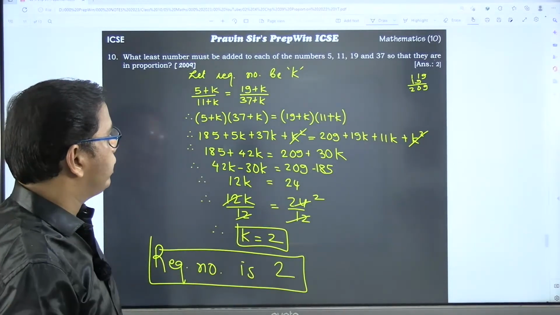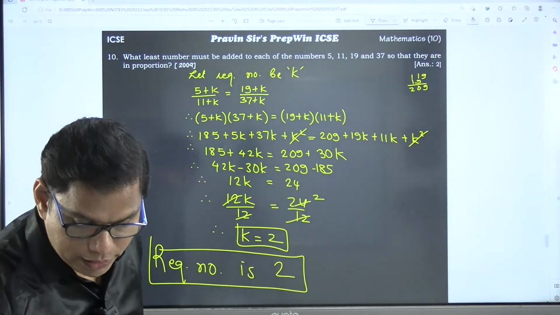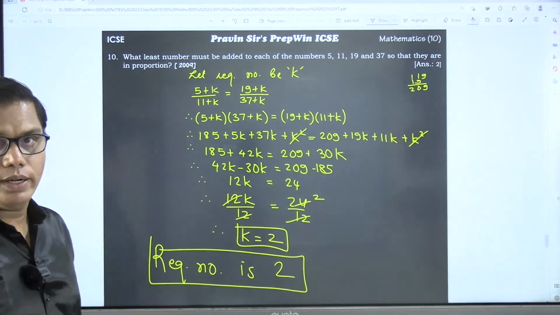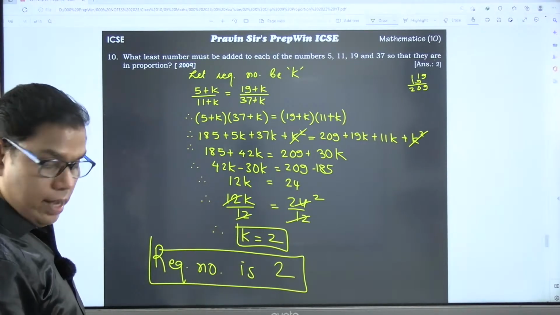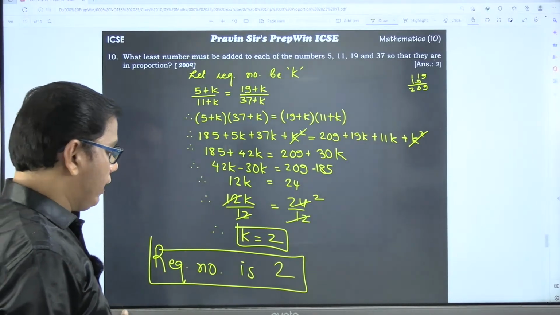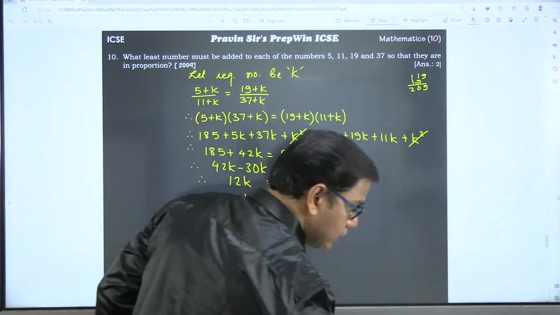Okay, as I told you, this was the last question of the day. Did you get it? Let me know in the chat box. Have you understood this? Okay, yes. Okay, required number is 2. Very good. Now what is your assignment?